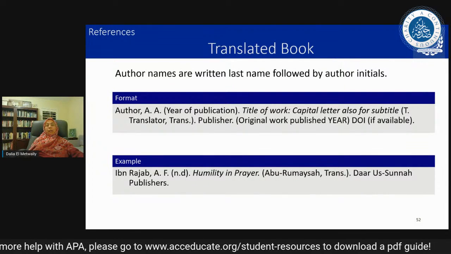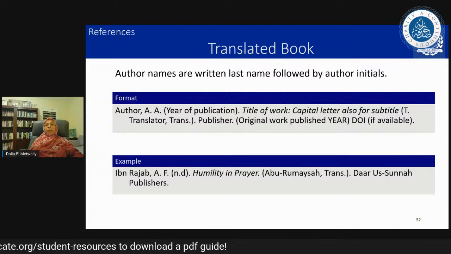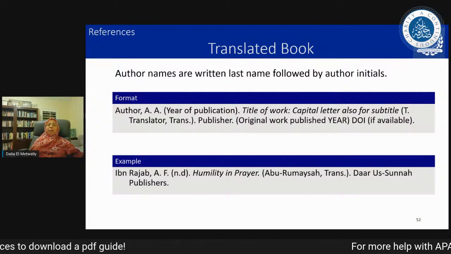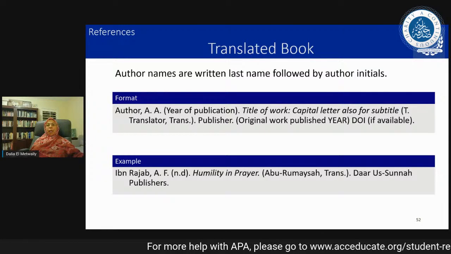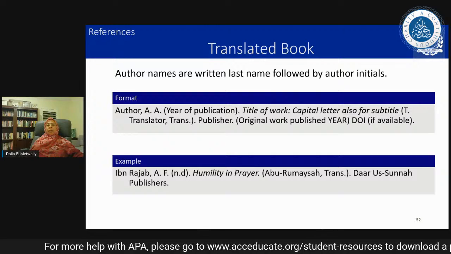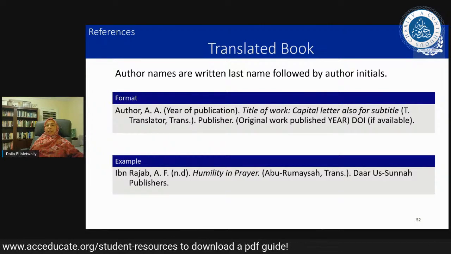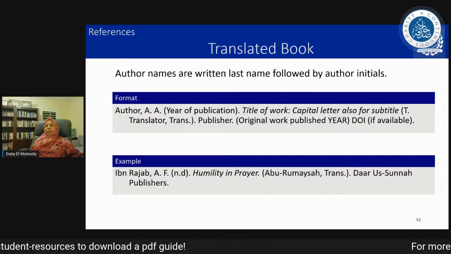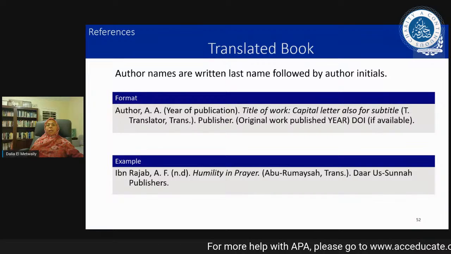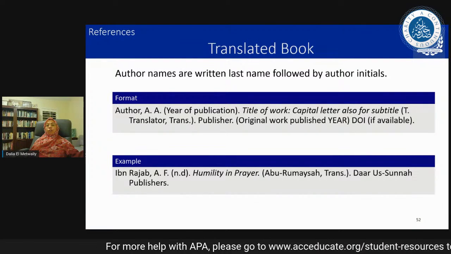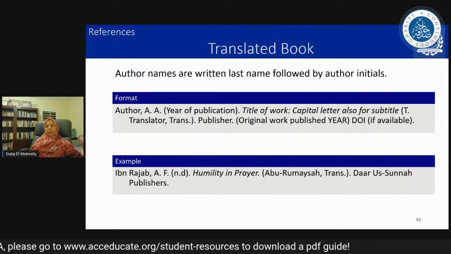Translated books. So we need to talk about translated books. We have to say it's a translated book, right? So author's name, year of publication, title of work, and then between parentheses, we're going to write the first initial of the translator. So we're not going to flip the translator's name. The first initial comes first, and then the last name of the translator, comma, and the actual word trans with a period, meaning this guy is a translator, this woman is a translator.